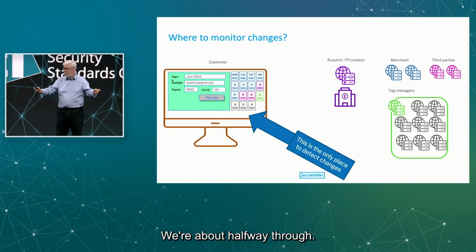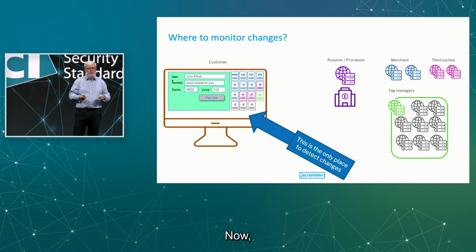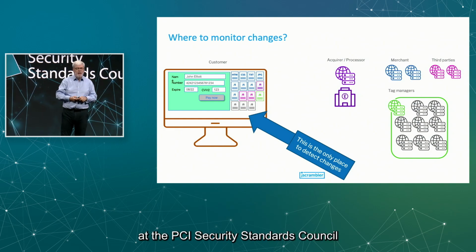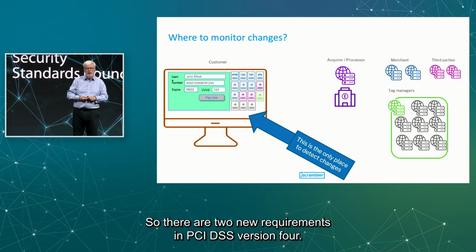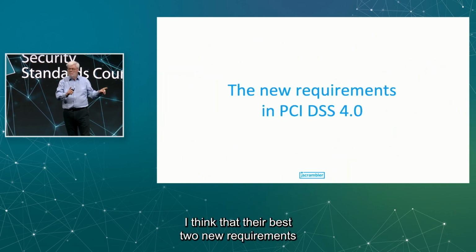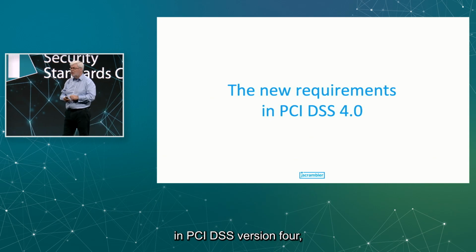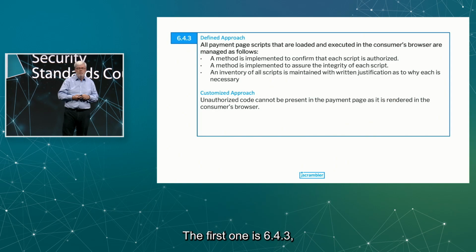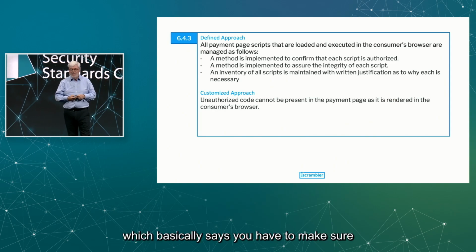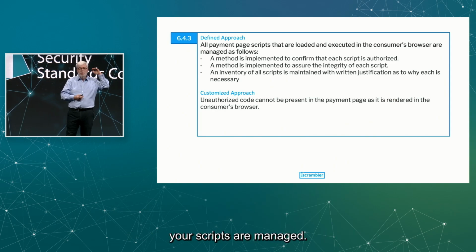We're about halfway through. Now, the very clever people at the PCI Security Standards Council saw this was a big problem, so there are 2 new requirements in PCI DSS version 4. I think they're the best 2 new requirements in PCI DSS version 4 that are designed to stop skimming attacks. The first one is 6.4.3, which basically says you have to make sure your scripts are managed.